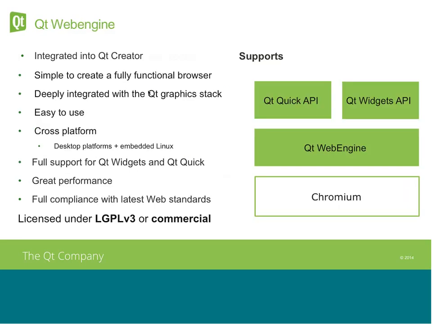The second big new feature that we have is Qt Web Engine. Qt Web Engine is the successor of Qt WebKit. There's a long history behind that, and you can hear more about that in the talk later tonight. But it really is about having a new module for embedding web content. You can use it even to create a fully functional browser, and it's really deeply integrated into the Qt graphics stack. It's easy to use. It's cross-platform, currently covering the desktop platforms and embedded Linux.